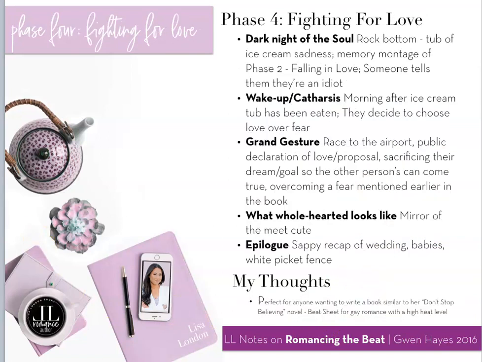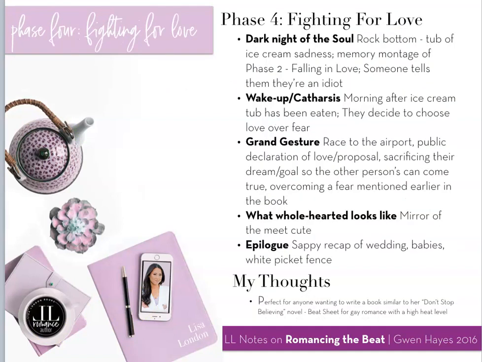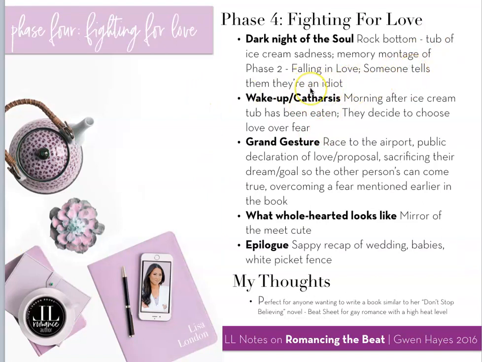We are finally ready for phase 4. So over here, Dark Night of the Soul, this is, to me, she didn't say this, but this is what I define as where you hit rock bottom, you're at home, you're drowning yourself in a tub of ice cream, you're sad, and in your mind, you are doing a memory montage of phase 2, which was, remember, fun and games. So you're doing the love montage in your head about how wonderful things were. And then finally, someone, it could be a mentor or somebody else, so I guess they do need a friend at this point. It can't be an inner dialogue. Someone tells them that they're being an idiot.